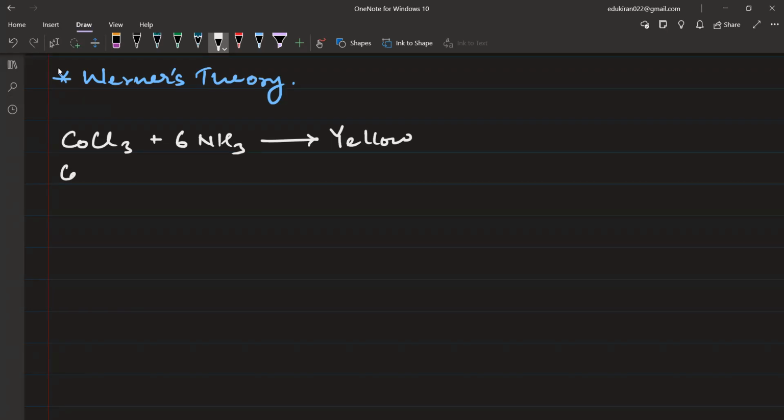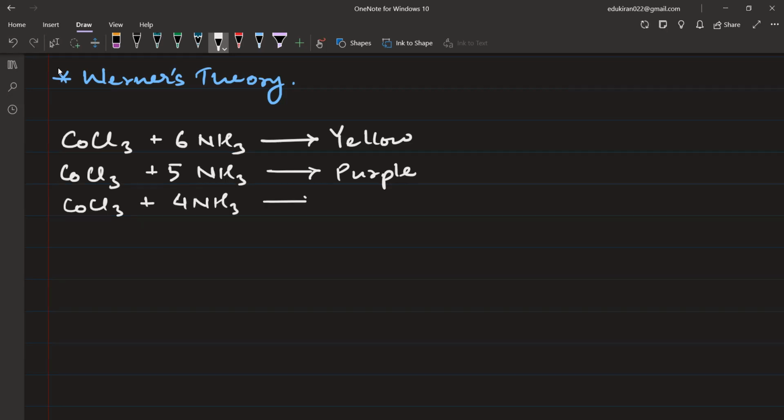But if I change the composition of my mixture to CoCl3 plus 5 moles of ammonia, then it gives me a purple colored complex. This was an indication that the first one and the second one are two different complexes. Then he did cobalt chloride with 4 ammonia molecules. In this he got purple, no, after purple he got a green colored complex.